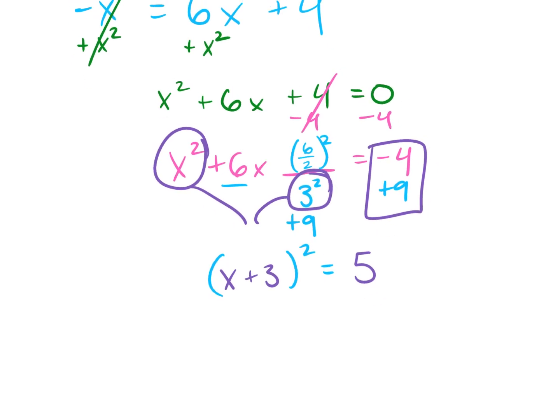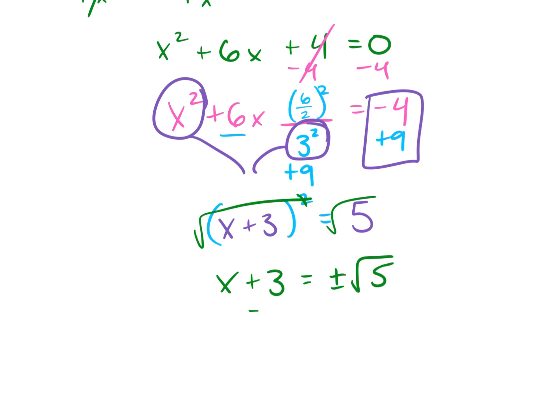What would we do next to solve? Square root both sides. So x plus 3 is equal to what? Plus or minus square root 5. And then what's the very last step? Subtract 3. Can I combine 3 and square root 5? Nope, so we can just leave it separate. So -3 plus or minus square root 5.